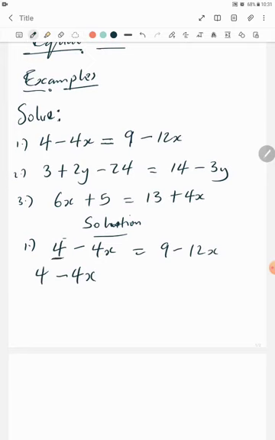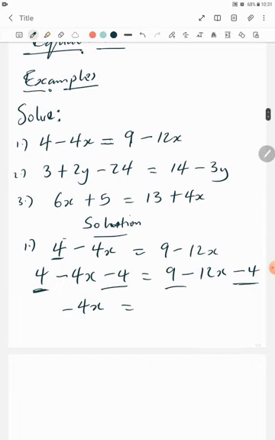This 4 here, I can remove it by minus 4. So I will now have here 9 minus 12x. I will also do the same thing because I am subtracting 4 from this side, so that this 4 can be removed. If I do that now, what will be left here is minus 4x, and then on the other side I'm going to have 9 minus 4, which gives me 5, and then I have minus 12x. So that's what I will have.